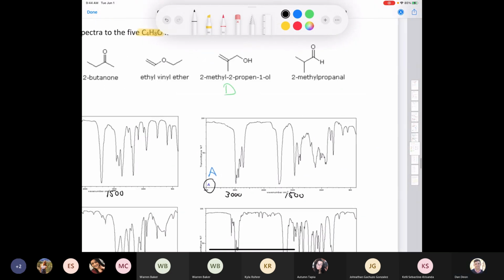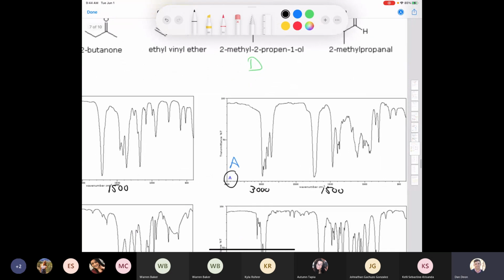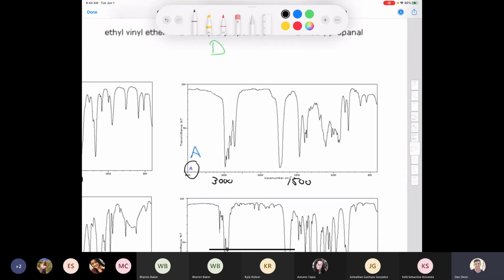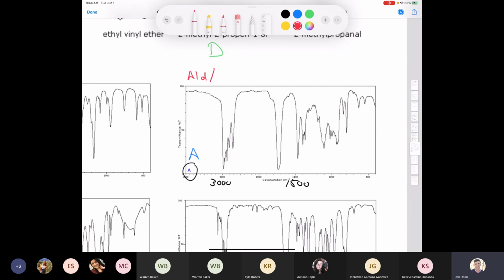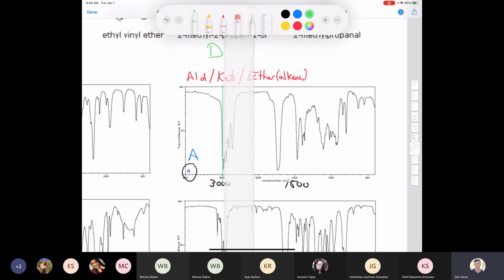Let's start with A. I've got either an aldehyde or a ketone or an ether. Would A be an aldehyde, ketone, or an ether that has an alkene in it? Could anybody identify A? If we draw a line, get the ruler at 3000, draw a line at 3000, draw a line at 1500. All right, here we go.